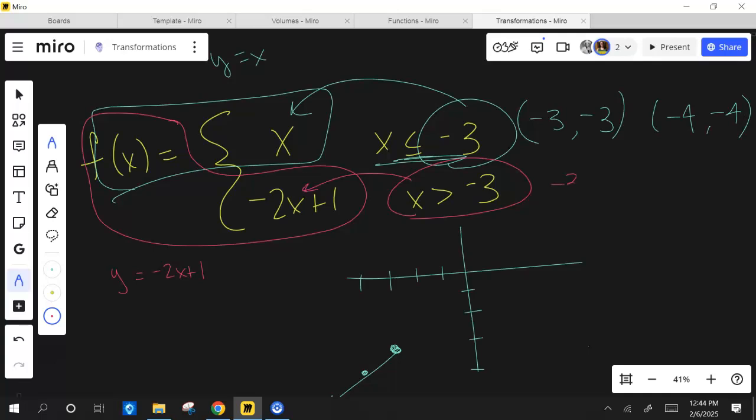So I plug in negative 3, and I get negative 2 times negative 3 plus 1, which is 6 plus 1, which is 7. This is my cutoff point. This is where that line is drawn, right? So negative 3, up to 7. 1, 2, 3, 4, 5, 6, 7. And I need this time an open dot, right? An open dot because there's no line under it.